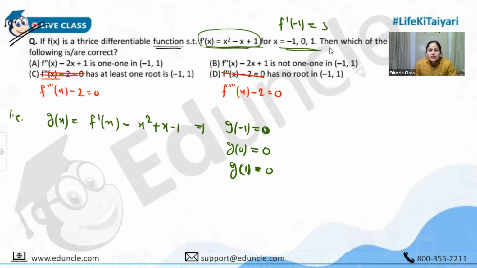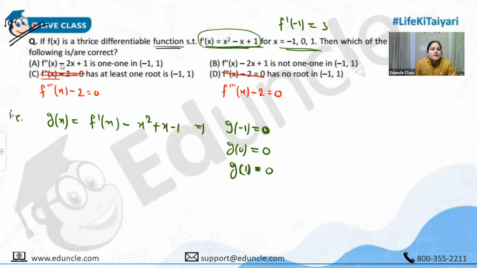Now what is asked: which of the following is or are correct? So read the options carefully. Aniket answering B and C. Very nice Aniket, very nice beta. Pratiksha, B and D will not be it, beta. Let's do this question quickly.